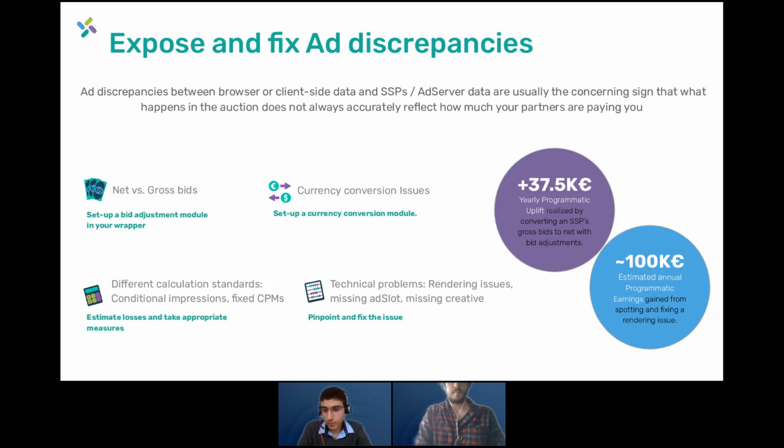The second example, 100K estimated annual programmatic earnings. This issue was because some ad units were unable to render, and we have found that discrepancies could amount to as high as around 10K every month. We've calculated for a couple of months, and so if we expand to the whole year, this amounted to around 100K. So something actually very huge in this specific case.